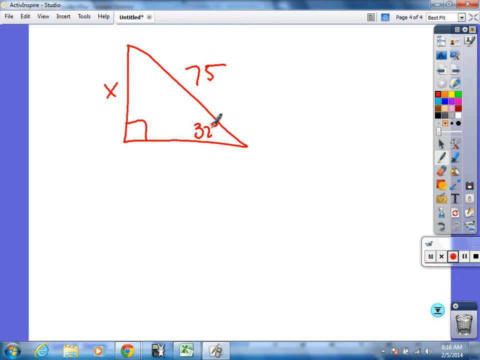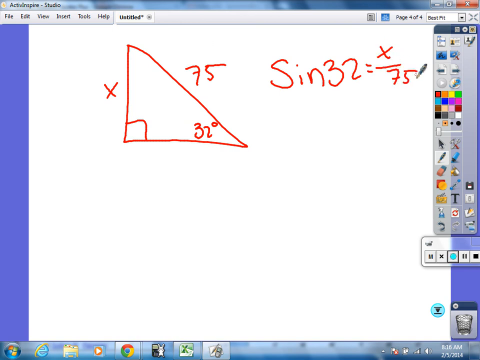Okay, so 32 degrees, right? We're standing at 32 degrees. What does the x represent if I'm standing at 32? Opposite. What does the 75 represent? It is the hypotenuse. What trig function uses opposite and hypotenuse? Sine does, doesn't it? So then we have the sine of 32 equals x over 75.